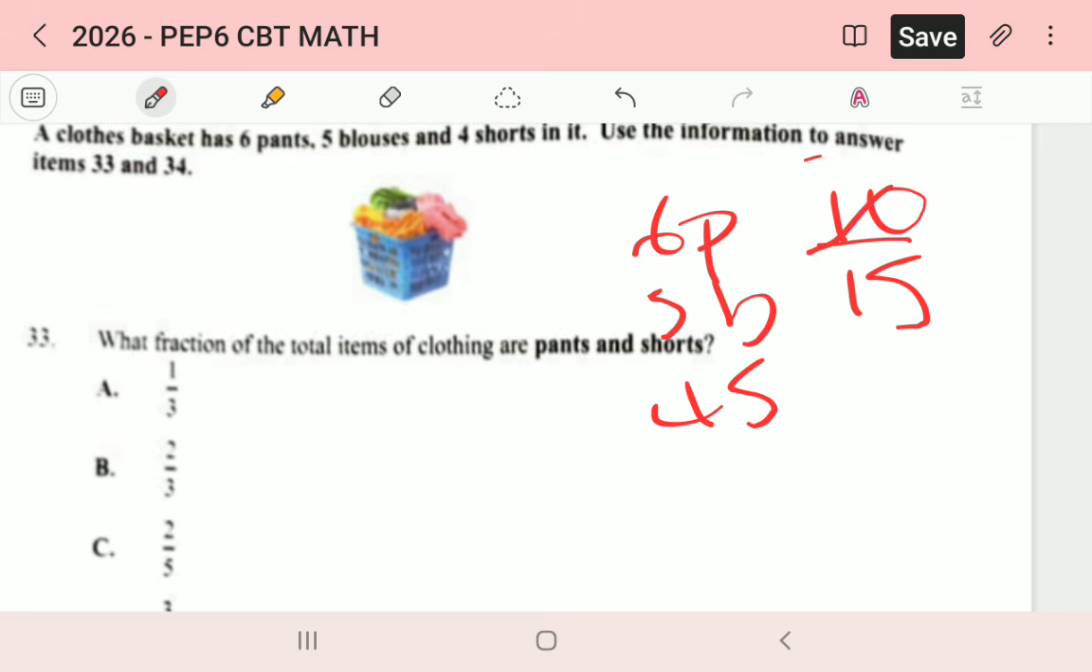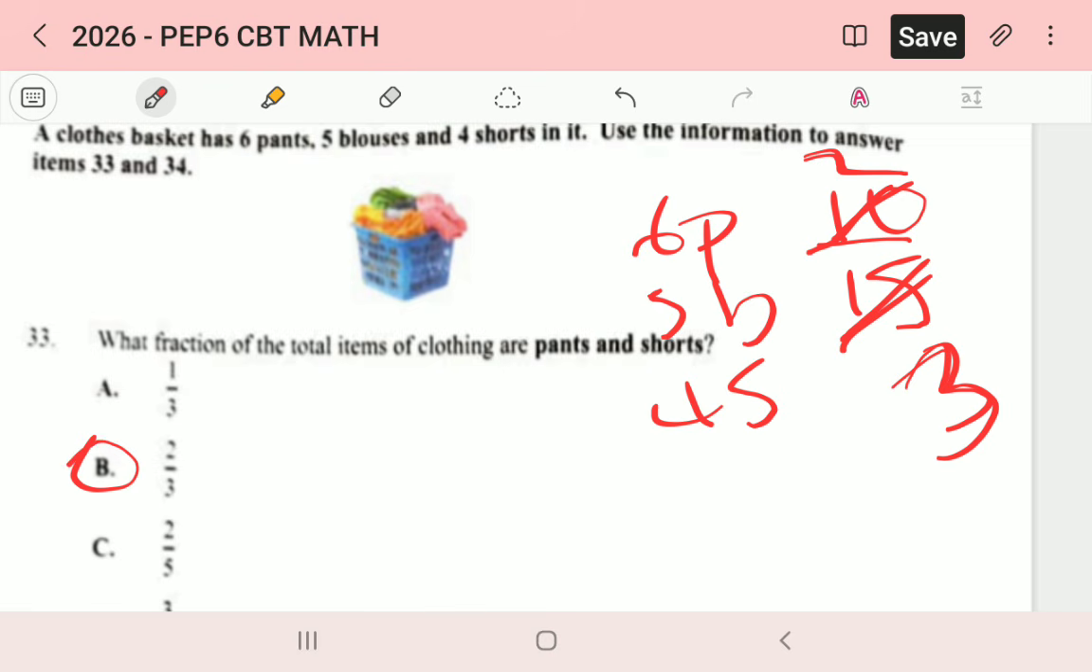5 into 10 is 2, 5 into 15 is 3. 5 is the highest common factor. You may be wondering why I used that. 5 into 15 is 3, and 5 into 10 is 2, that's how I got my 2. So that's the highest common factor for both of them, 5. So 2/3, which is B.